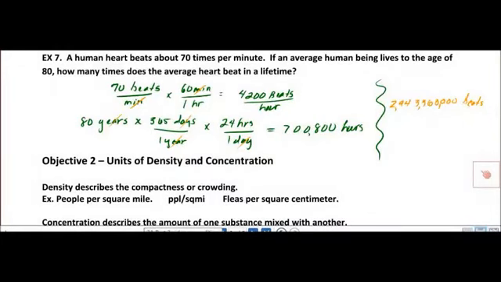Now, what is this number? Is it millions, billions, trillions? Well, I've got 1, 2, 3, 4, 5, 6, 7, 8, 9 spaces behind the 2, so that tells me I'm in the billions. So 2,943,360,000 beats in an 80-year lifespan. Quite a large number. All right, let's wrap it up with units of density and concentration.